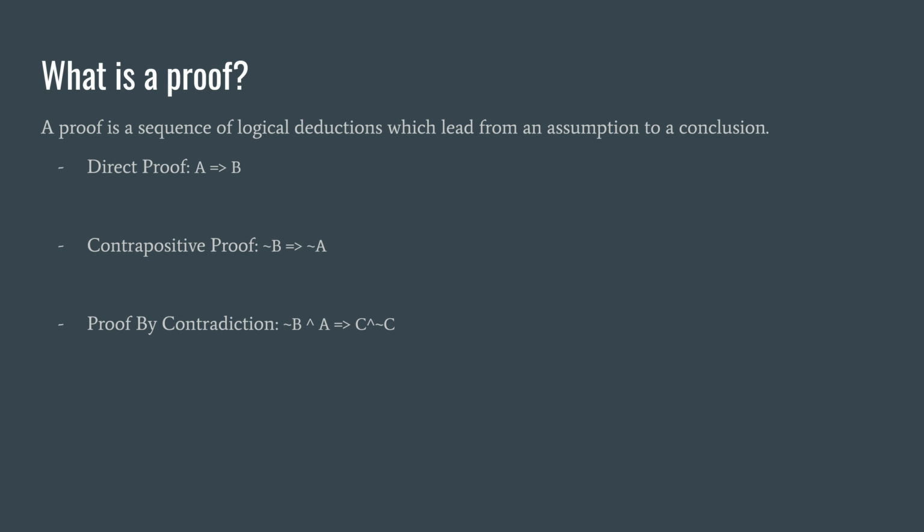A proof is a sequence of logical deductions which lead from an assumption to a conclusion. A direct proof is when you start from an assumption and make some deductions to show that the conclusion must follow. A contrapositive proof is when you suppose the conclusion is false, and then make deductions to show that the assumption must also be false. A proof by contradiction is when you suppose the negation of what you are trying to prove, and then you assume the assumption. Then, you make deductions to find a contradiction.